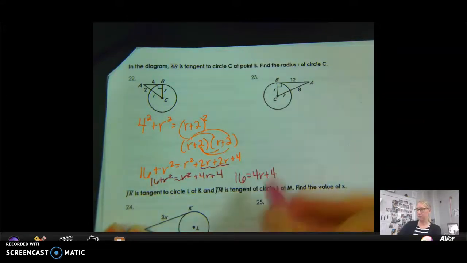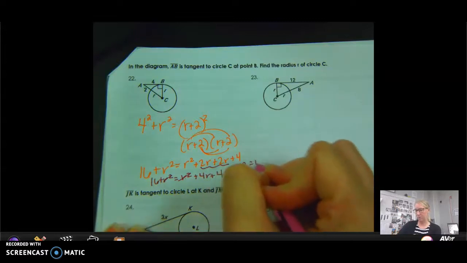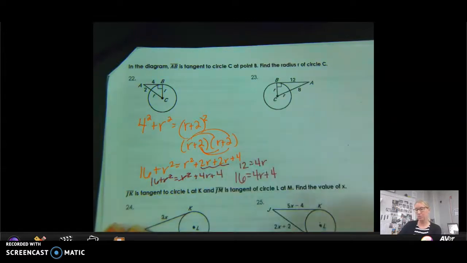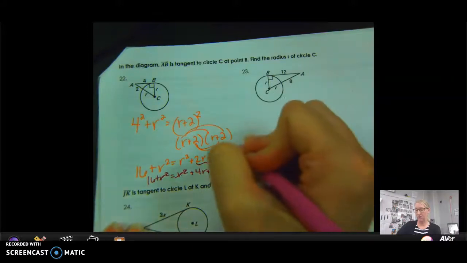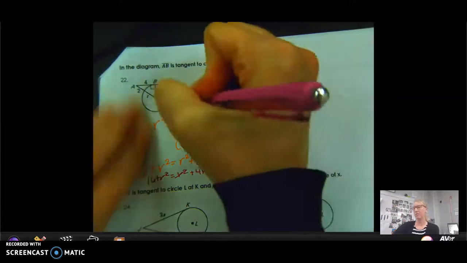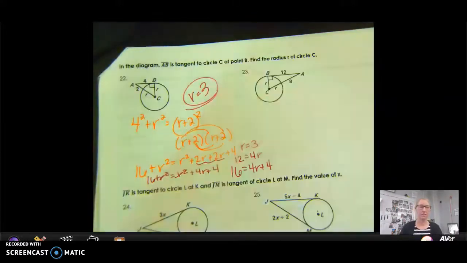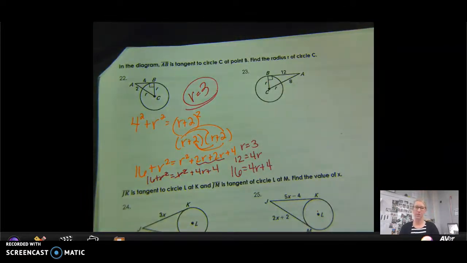I'm going to subtract 4 from both sides, so I get 12 equals 4r. And then I'm going to divide both sides by 4, so I get r equals 3, and they wanted us to find the radius. There's the radius. Go ahead and pause me and try 23 on your own. Unpause me when you are done.